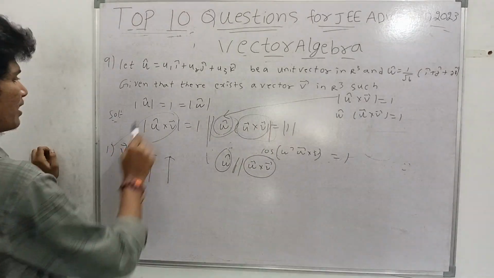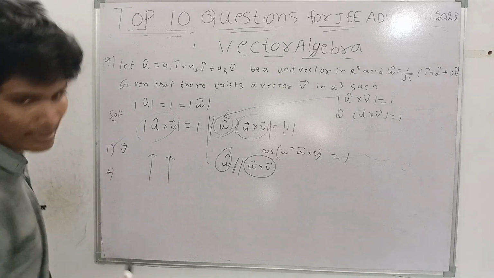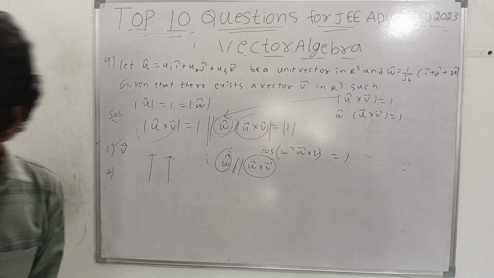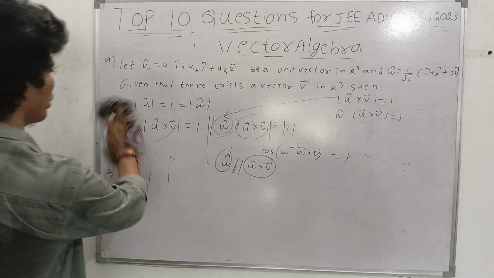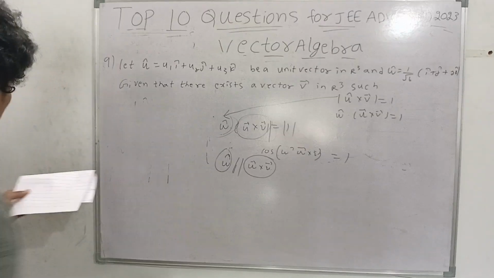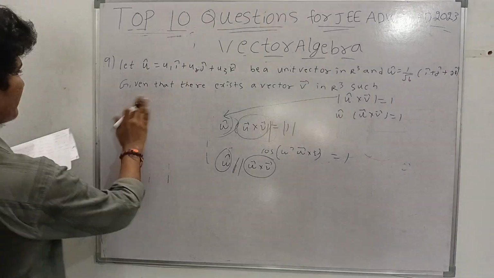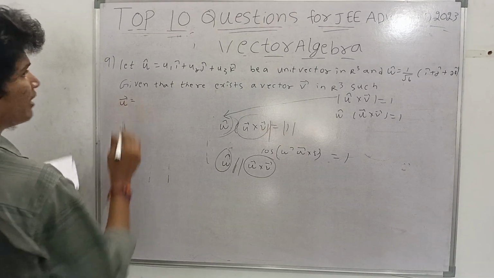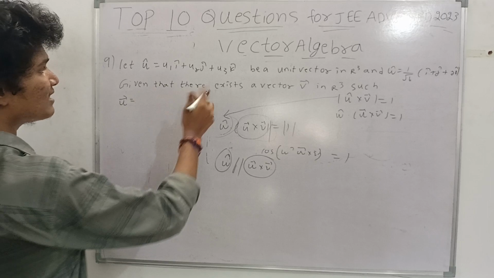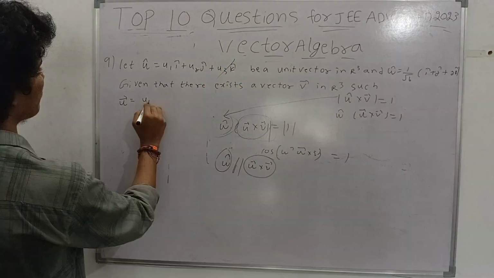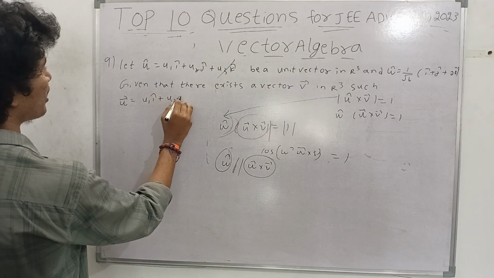So the first question is completed. Now the second question. Now the second option they have given, it is important to understand. If the u vector lies in the xy plane, they are saying the u vector is lying on the xy plane. If it is lying in the xy plane, what is the value of z cap? It is simply 0, because it is lying on the xy plane.